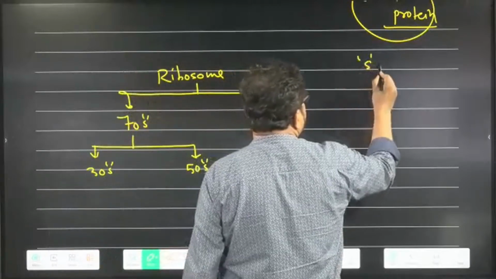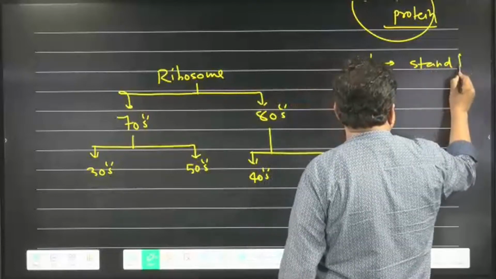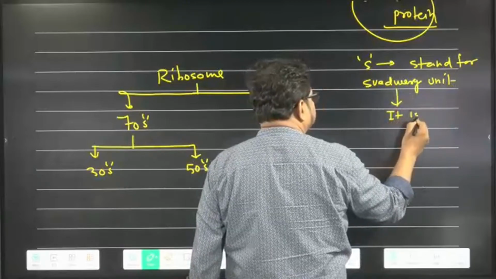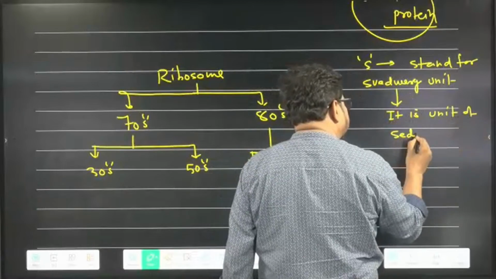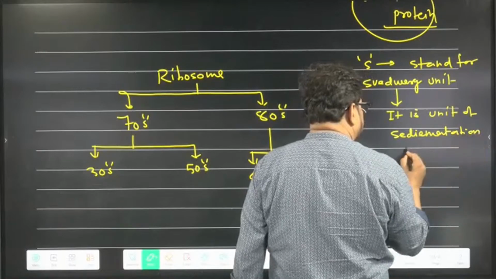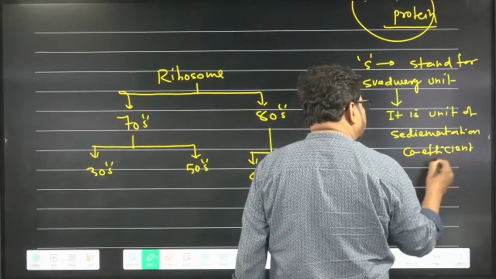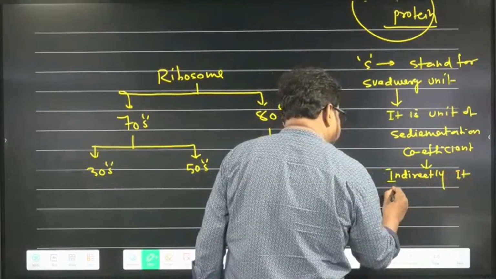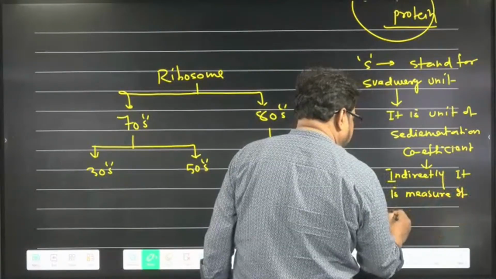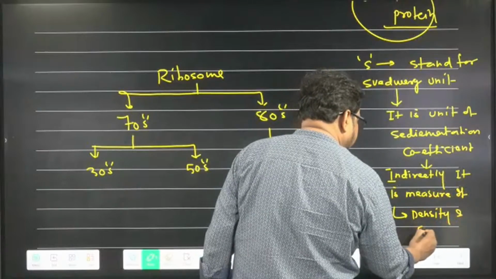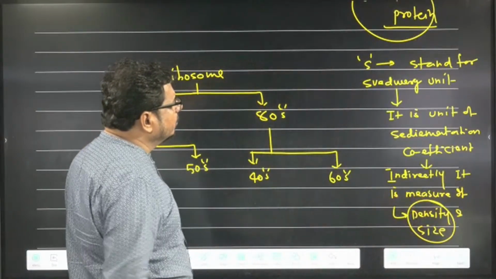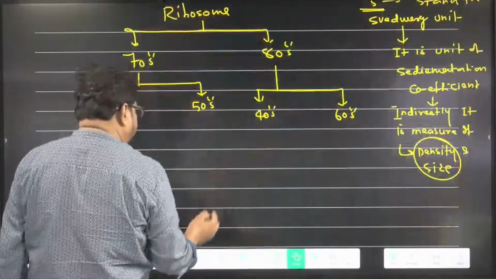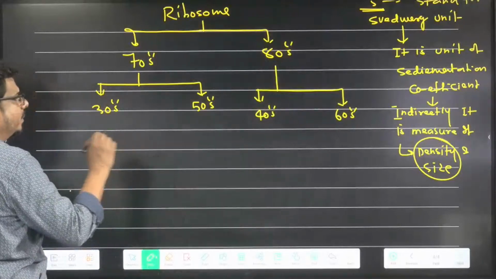Now every time we are saying S, what does S stand for? S stands for Swedberg unit, and it is the unit of sedimentation coefficient. Sedimentation coefficient means what? Rate of settling down. Indirectly, it is a measure of density and size. So indirectly we are measuring the density and size of very small things with the help of which one? This Swedberg unit. Getting the idea or not? So everywhere we are writing S. So for smaller things, density and size we are measuring with the help of this unit, that is the Swedberg unit.